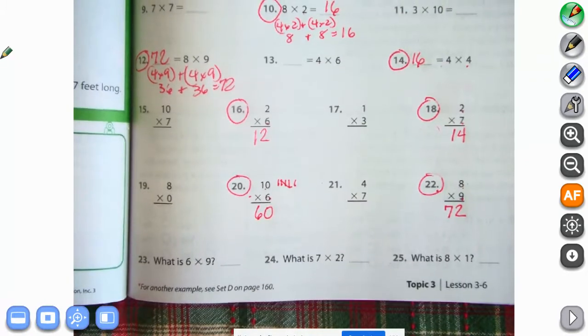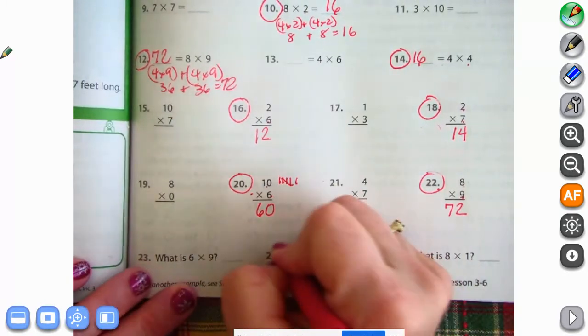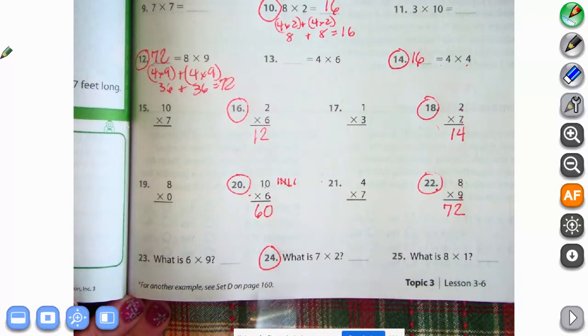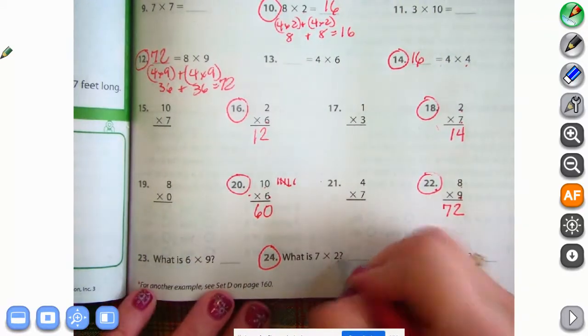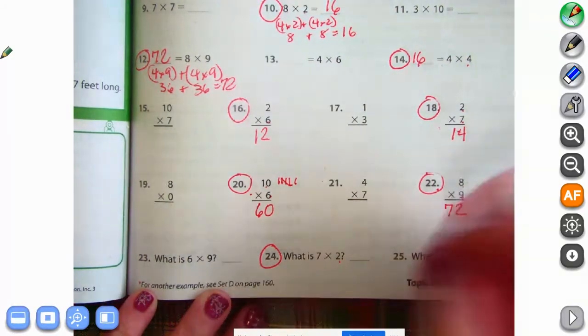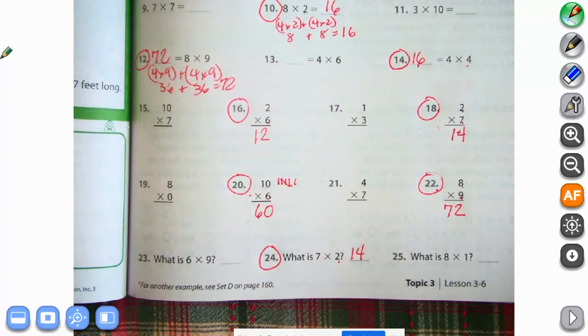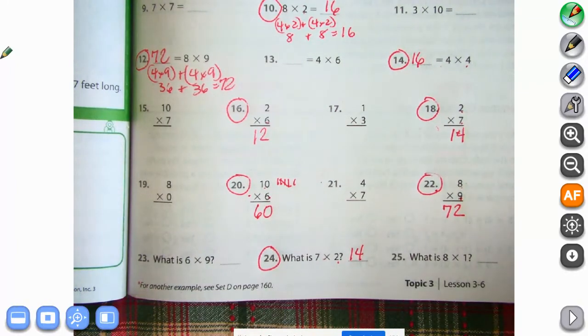Down at the bottom, I forgot one. Look at that, guys. Circle 24. We're not doing any of the odds. We're just doing the evens. 7 times 2. We did 7 times 2 right here. 14. All right, make sure you have all of your answers correct. Push pause right now if you need to get anything written down, okay?